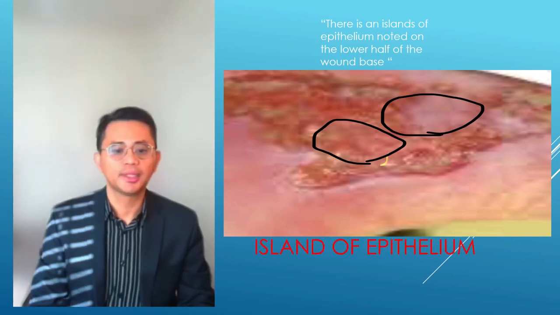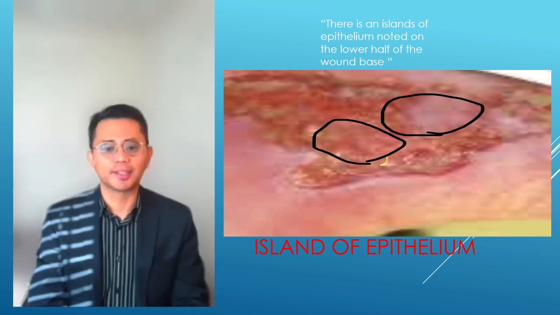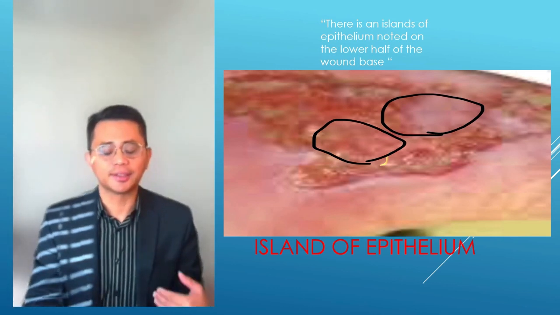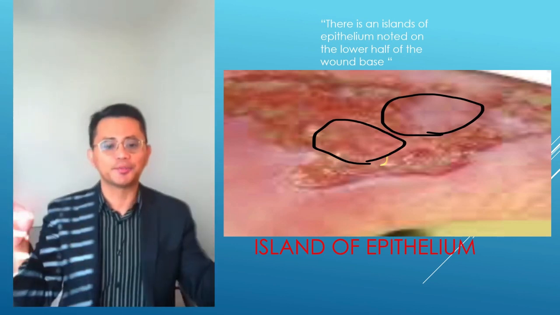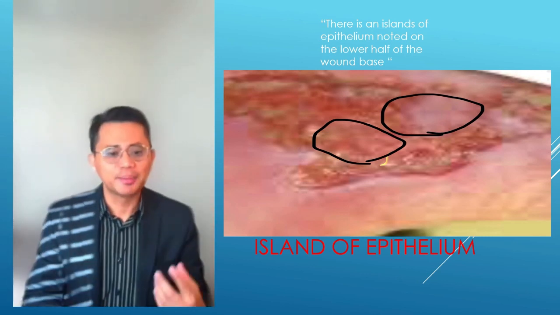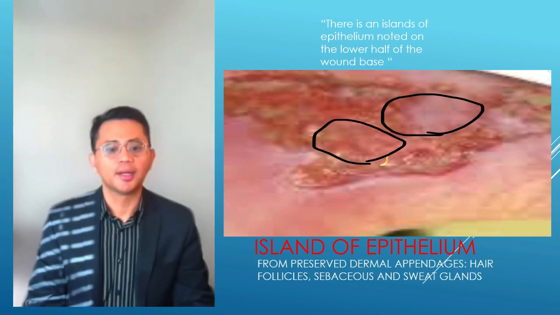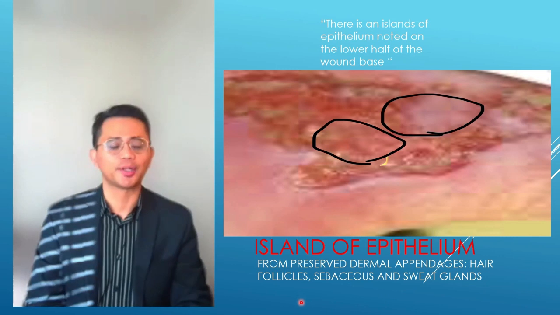Remember earlier when I was talking about reepithelialization, I was saying that the epithelial cells or the epithelial tissues will be coming from the edges of the wound and they migrate from the periphery towards the center. Sometimes when there is a preservation of the dermal appendages like the hair follicles, the sebaceous glands, and the sweat glands, remember that these are lined with keratinocytes. The keratinocytes, those are the cells that form your epithelial tissue.